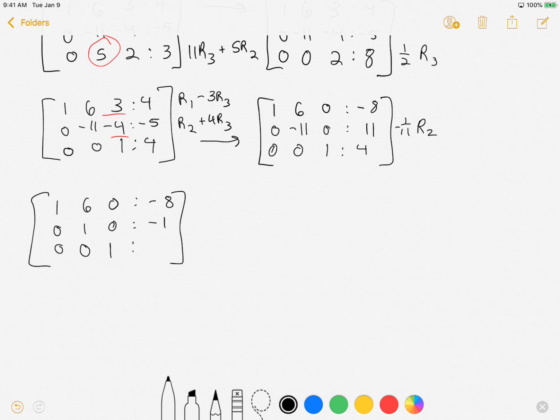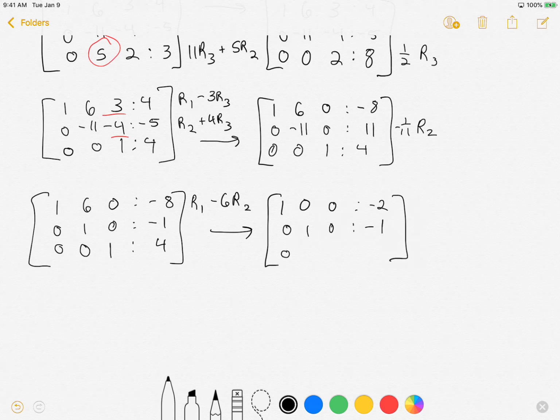And then the very last step is to get the top row to the proper form, so I can do row 1 minus 6 times row 2. So that's 1 minus 0 is 1. 6 minus 6 is 0. 0 minus 0 is 0. And then negative 8 plus 6 is negative 2. And then the other rows are the same. So the correct answer is x equal to negative 2, y equal to negative 1, and z equal to 4.